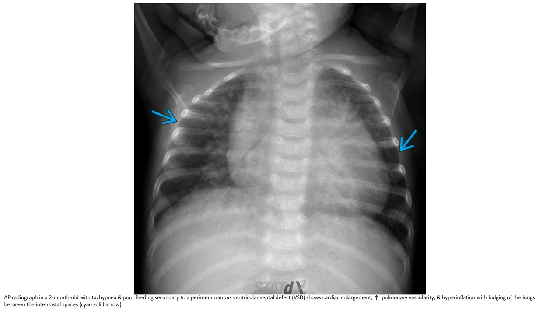This is a 2 months old chest radiograph. So, cardiac enlargement, increased pulmonary vascularity, and hyperinflation with bulging of the lung between the intercostal spaces.